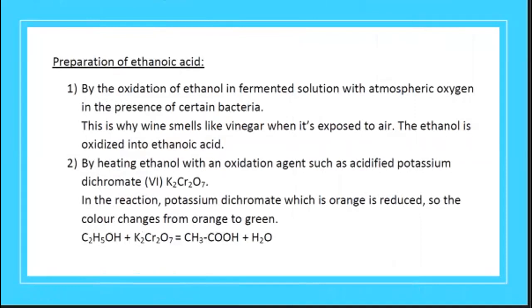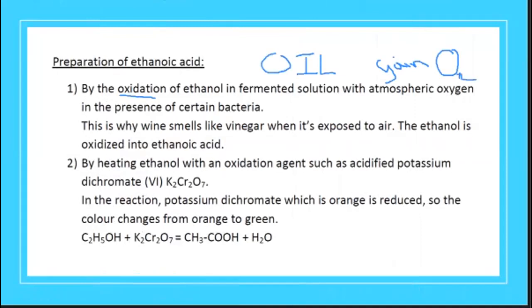All right, so preparation of ethanoic acid. By the oxidation of ethanol. If you remember the word oxidation, oxidation is the loss of electrons or the gain of oxygen.